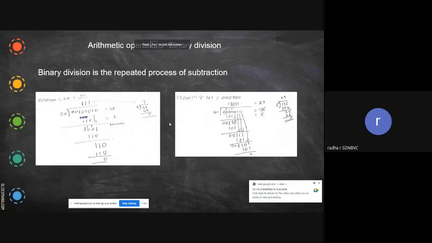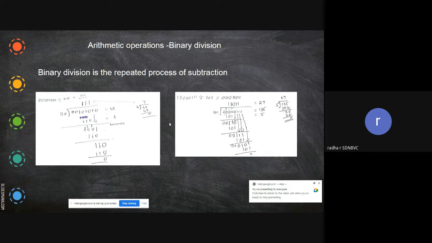In the last class, we have seen binary addition, subtraction, and multiplication. In this class, we are going to see binary division and some other conversions like Gray code conversions. Okay. So, binary division.